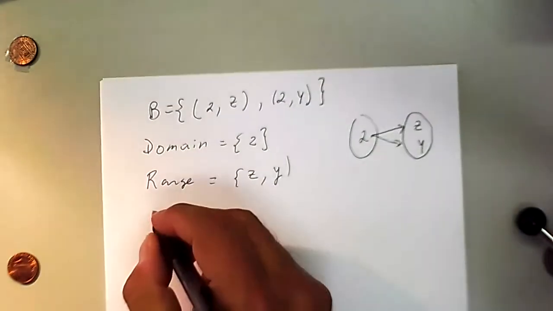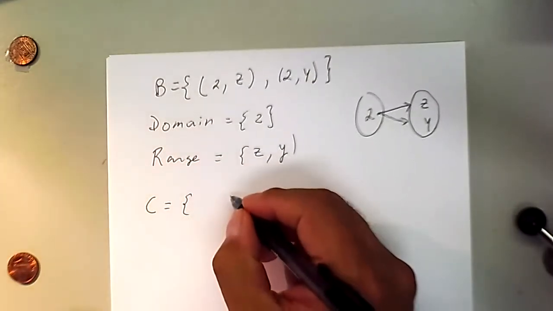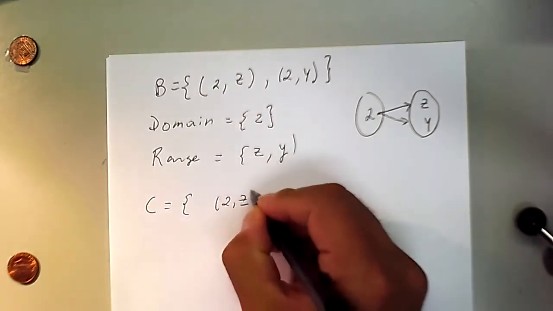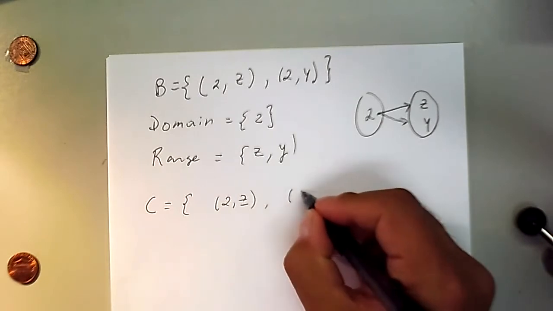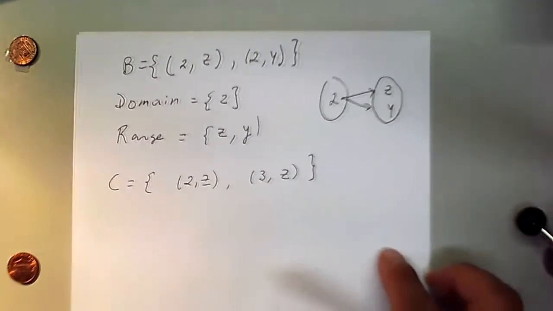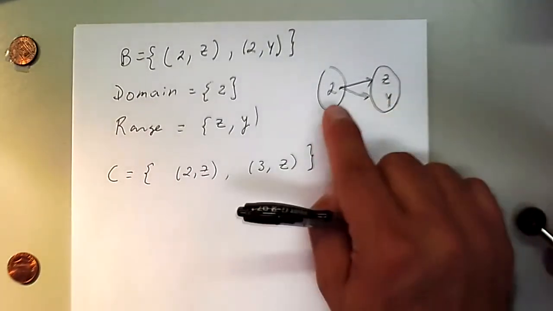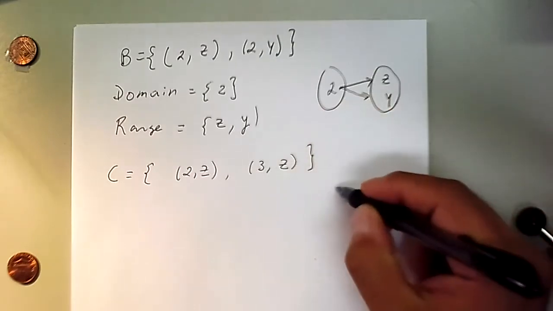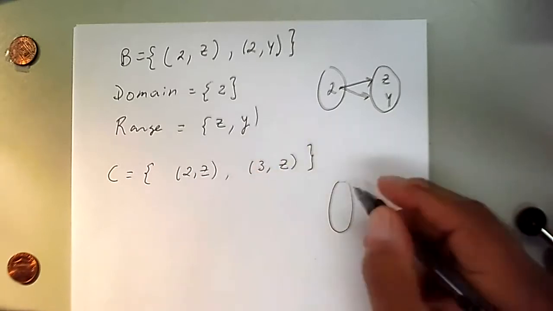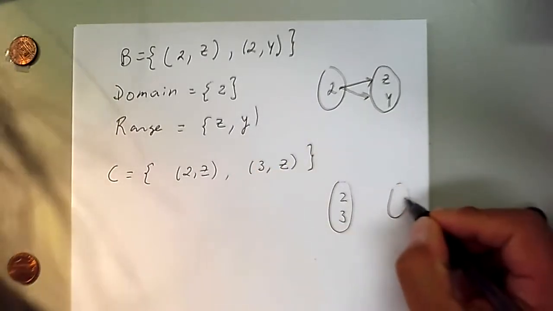Okay, let's have one other example. How about 2Z and 3Z? Okay, so now this is a little bit reversed in the sense that we have 1 and 2 versus, let's see, 2 and 3. So 2, 3, and only 1 in the range, Z.